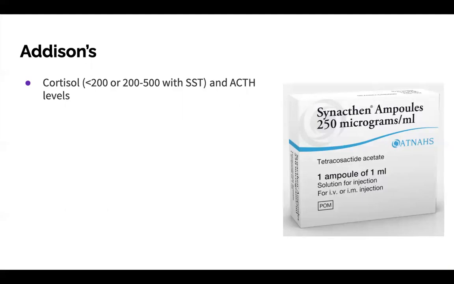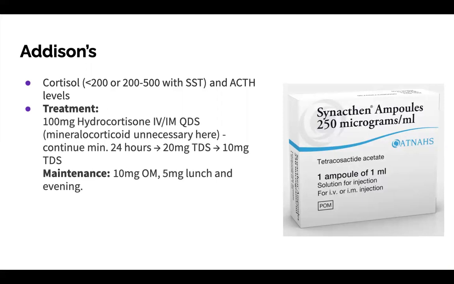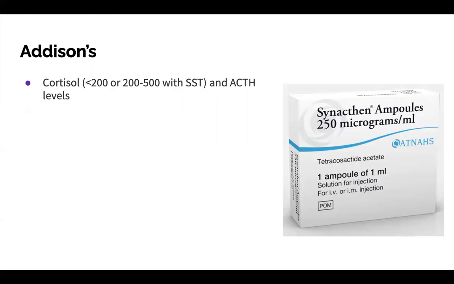When you're doing cortisol levels with or without synacthen, it's also a good idea to check the ACTH at the same time. The reason we check the ACTH is to determine whether the patient has primary or secondary Addison's disease. In primary Addison's disease, we'd see that the ACTH was high because there was no negative feedback. In secondary Addison's disease, the ACTH can be normal or low.